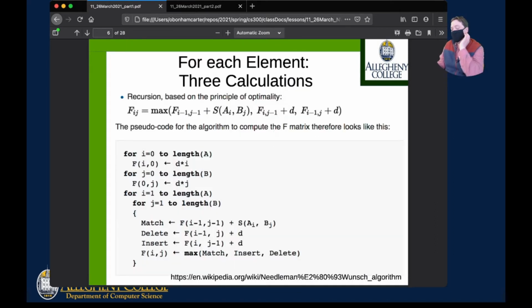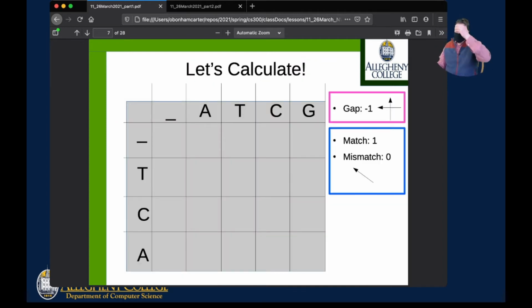But let me just show you, this is what the algorithm looks like formally. The 3 calculations are written at the very top here. I can't select anything anymore, my mouse isn't working, but you have 3 different calculations to make. Don't worry about that. Let's just look at how this actually plays out.